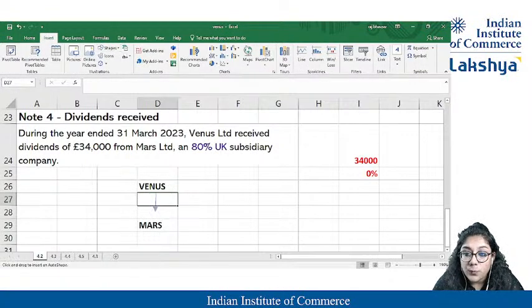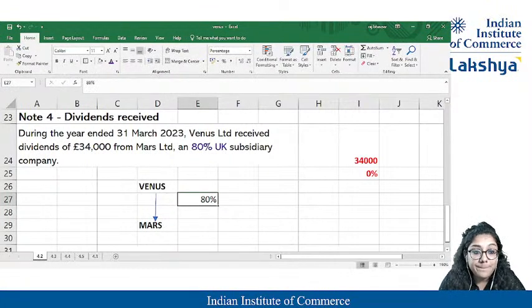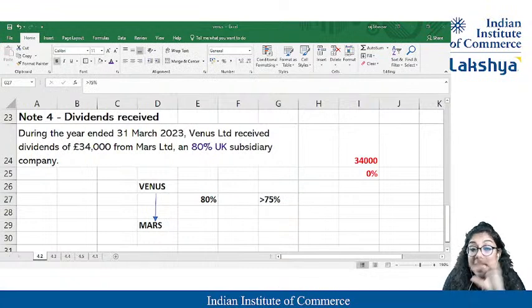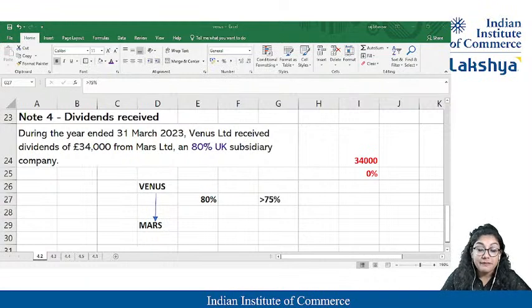Venus is going to acquire, so Venus has 80% stake here. Remember, if any company is having more than 75% of the stake, their losses can be transferred or carried forward. So 80% is more than 75%. If that company is having any losses, we can transfer it. I hope you are all recalling the things.